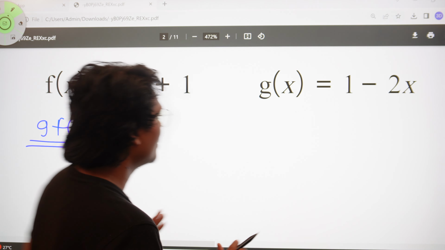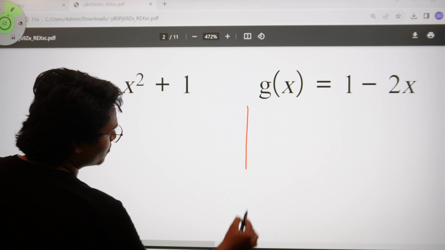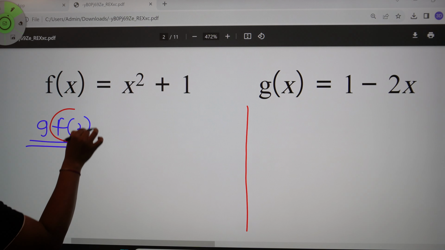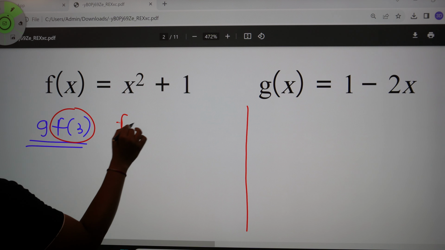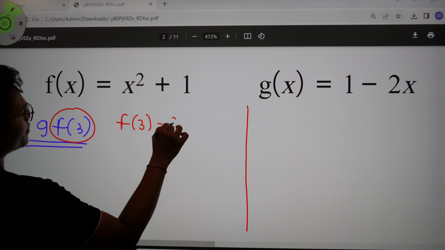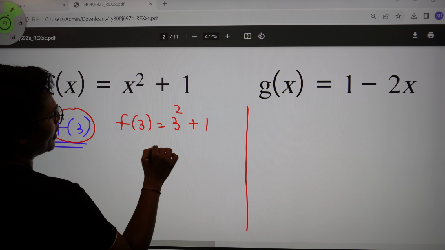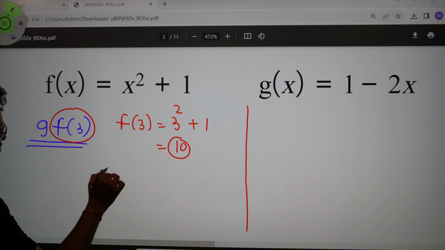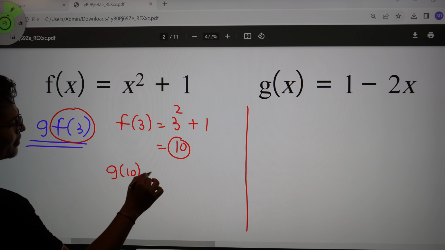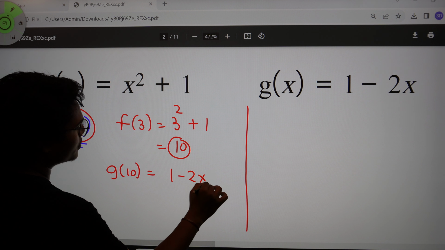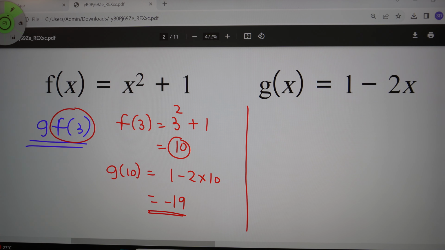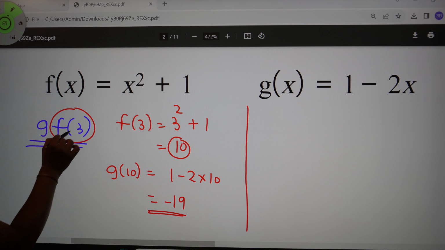Yes, yes. See, the two ways that I'm going to explain, the first way is the simplest way. First, you find f of 3. If you are finding f of 3, you'll have to substitute x as 3, correct? And then the answer is 10. So you have to find g of 10. That will be 1 minus 2 times 10, which equals minus 19. Getting it? This is the easiest way when the number is given.